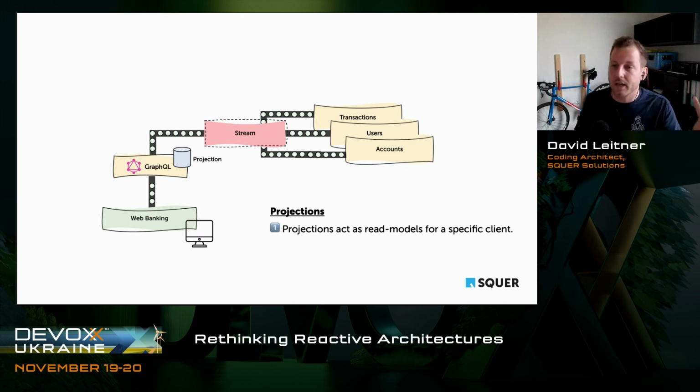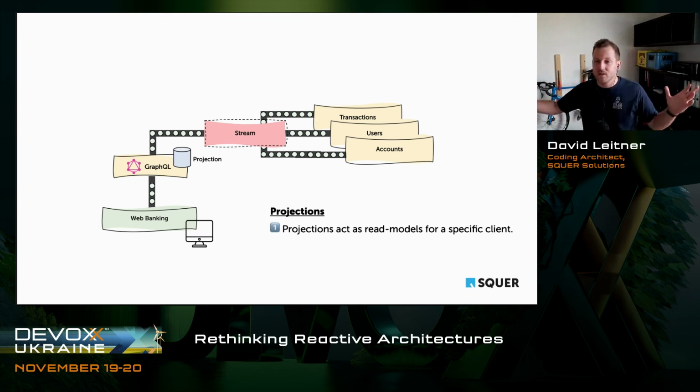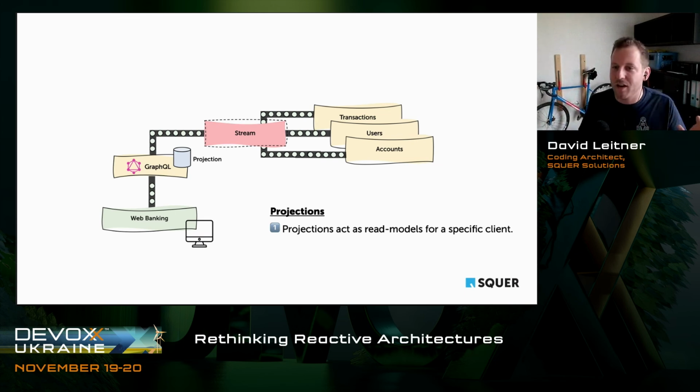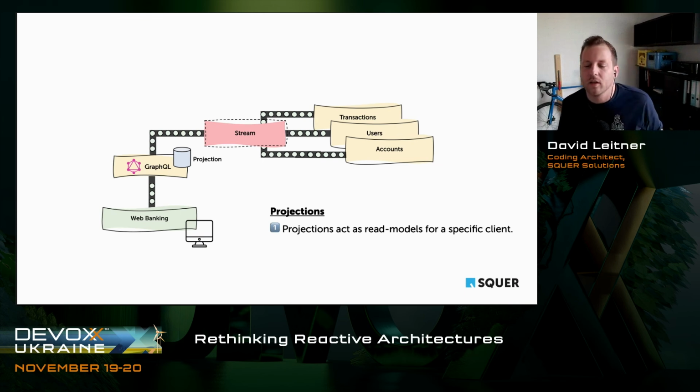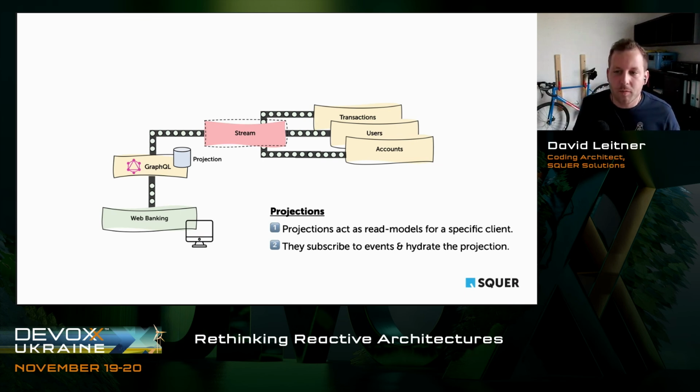Transactions usually had about 60 to 100 fields. For web banking, maybe 5 or 6 fields are relevant, right? So we just store the transaction with these 6 fields, very optimized for reading. We subscribe to events and hydrate our projection. So we go to the stream whenever a transaction is happening. Our backend for frontend here for web banking takes it and puts it in a projection.